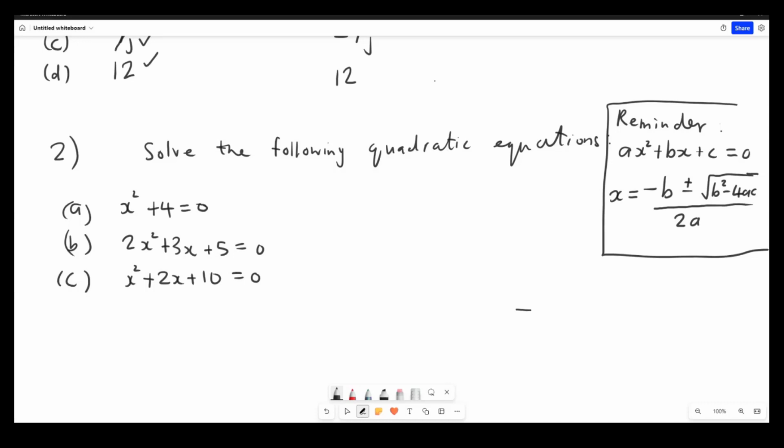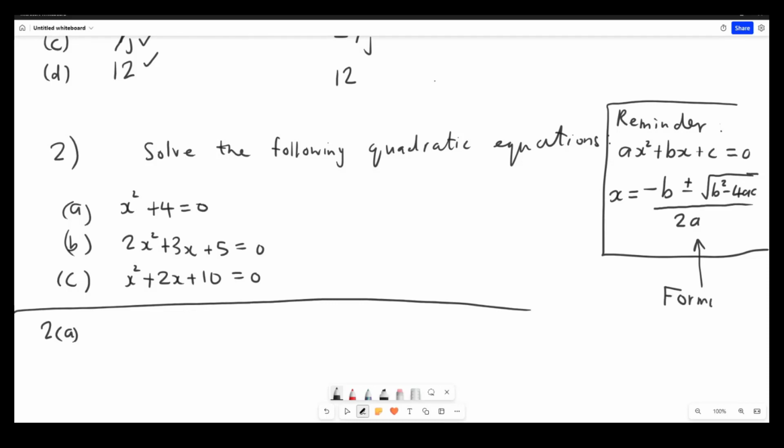Let's look at the a part for number 2. Well, with this one, we don't need to run to the formula. We don't need to employ that to solve x squared plus 4 equal to 0. We can just say the following: x squared is equal to minus 4. And of course, you can already see for the real numbers, it's not possible that the square of a number can be negative. It should be positive or 0.